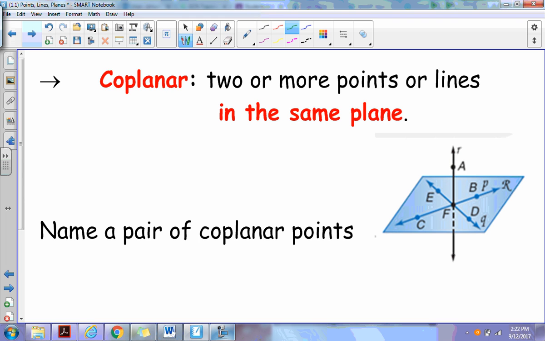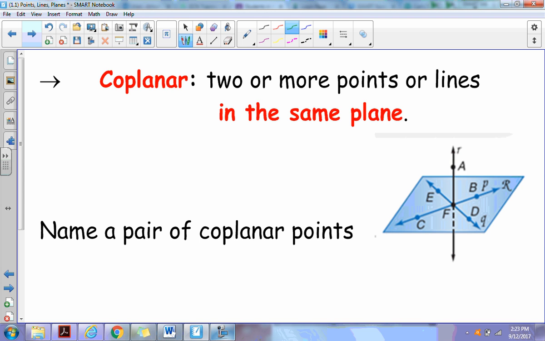So just like we had collinear, now we have coplanar. What do you think coplanar means? On the same plane. Yeah, so co, together, plane, on the same plane. So this time we can use 2 points or more on the same plane. All right, so we want to name a pair of coplanar points.